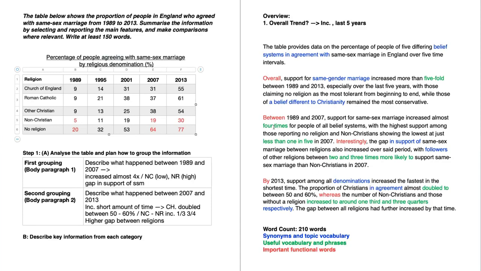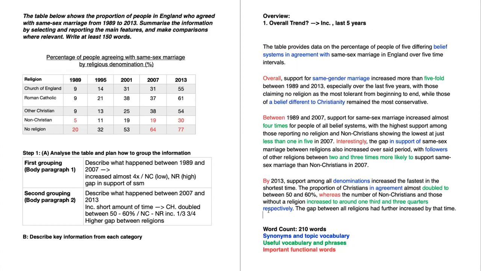"Doubled to" is a great vocabulary phrase in order to say 2 times. However, I already said 4 times and 5-fold, so I wanted to change it up a little bit, and that's where I said doubled. "Whereas" is a great functional word to show a contrasting idea, and my favorite right here, "respectively." This is very important when you want to be concise. So I said the number of non-Christians and those without a religion increased to around 1/3 and 3/4 respectively.